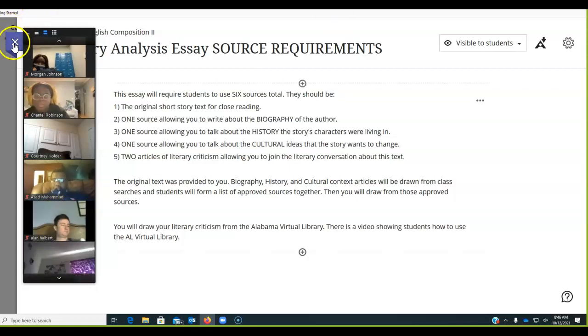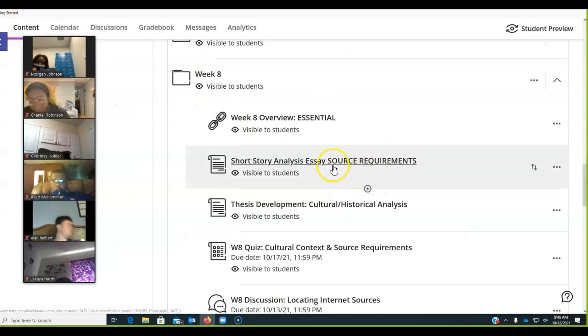All right, I'm going to go ahead and close that out. Are there questions about the source requirements for the essay? This is a preview. I'm going to walk you through the steps of it, but that's a preview. Are there questions about the sources you'll be expected to use?